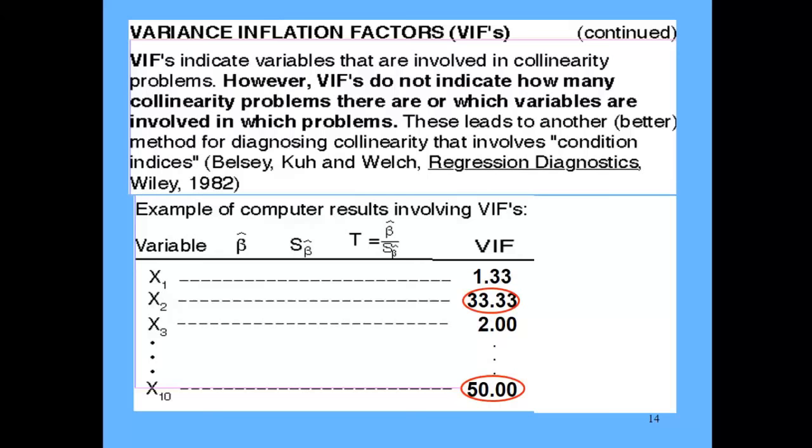What do you notice? 2 of them are circled. Why? Because they're greater than 10, right? The other 2 that I've listed there aren't circled because they're less than 10. So if you saw this, what would you be tempted to say about possible collinearity? That there is a collinearity problem that involves x2 and x10, right? That's what you'd say, using VIFs. Okay? So that's one way you could diagnose collinearity.